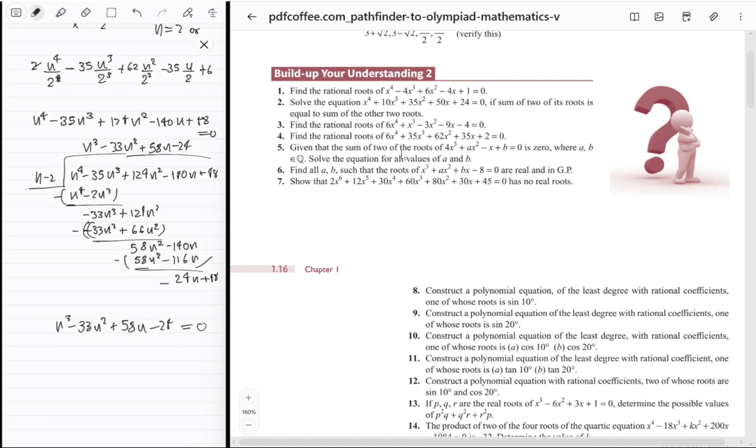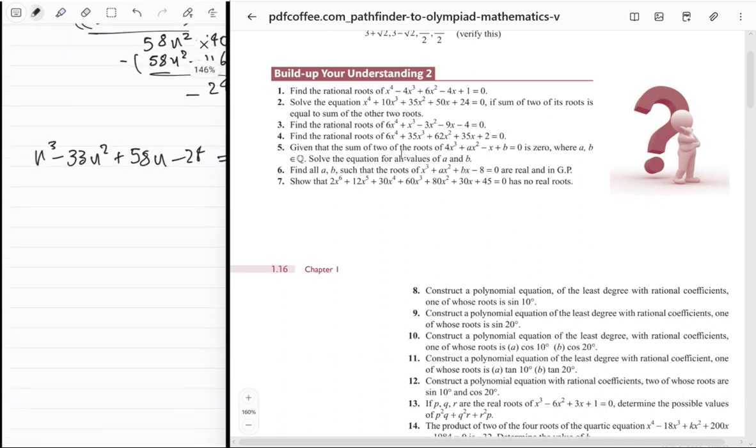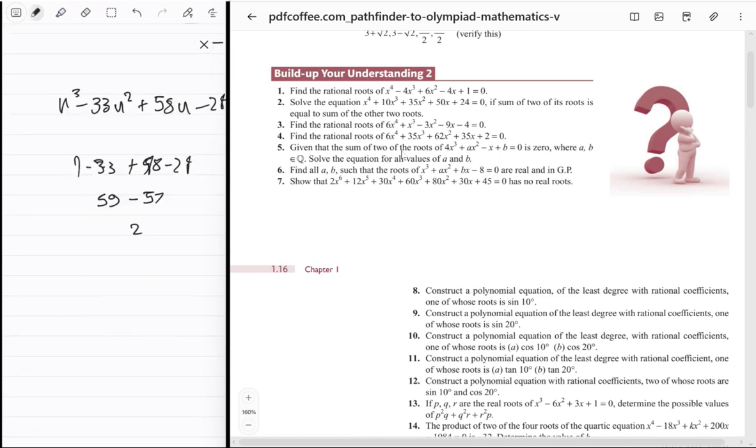Of course. Okay, but still, just keep on checking. Who knows, maybe it's just a repeated root at 1. So at 1 we just get 1 minus 33 plus 58 minus 24. So that's 59 minus 57, that's 2, so it's positive. At 0 it's negative, so it's between 0 and 1 that you would have a root. So what do we do? We just say u is equal to 1 plus v. That should be doing it. Isn't that correct?